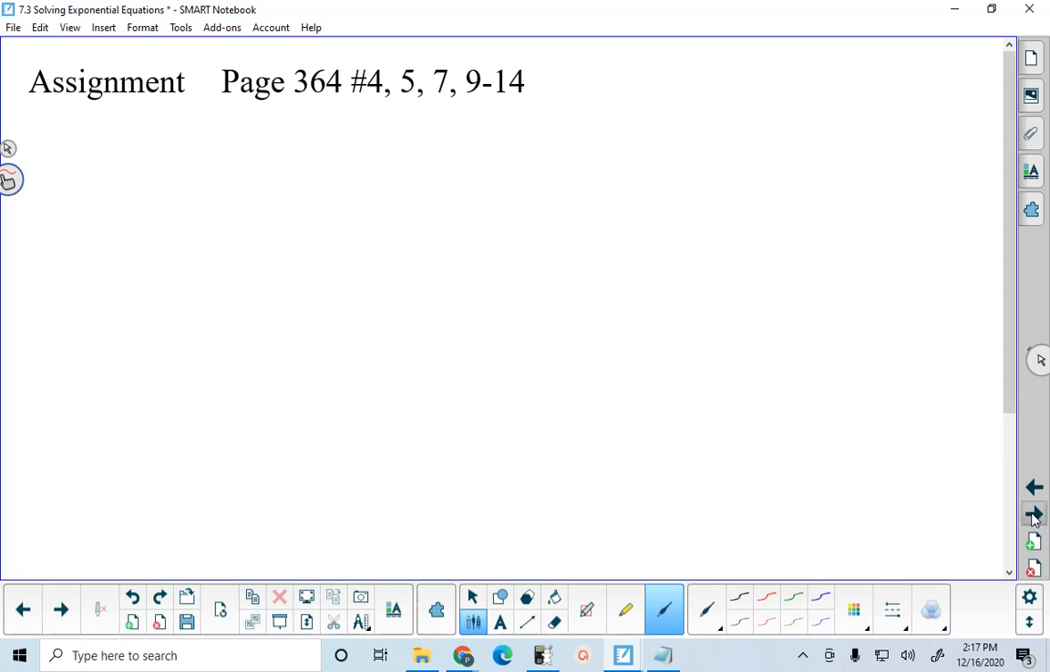These questions deal with solving exponential equations and compound interest. You have these questions you can work on, and you have the questions from the first lesson you can work on.